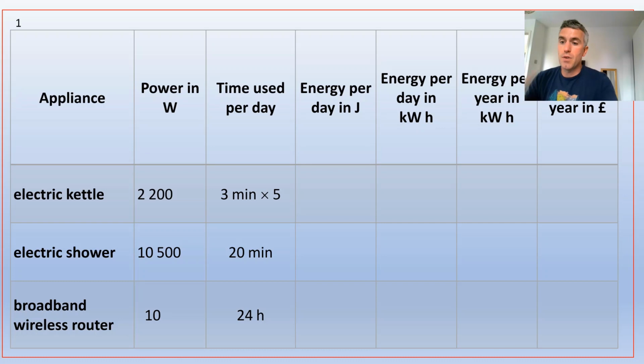The first thing I want you to do is work out energy per day in joules. Remember, energy is equal to power times time. So the power is in watts, 2,200, times the time, 3 minutes times 5. So we're going to do 60 seconds times 3 times 5. And all of that will give you the energy. So I'll do this one for you.